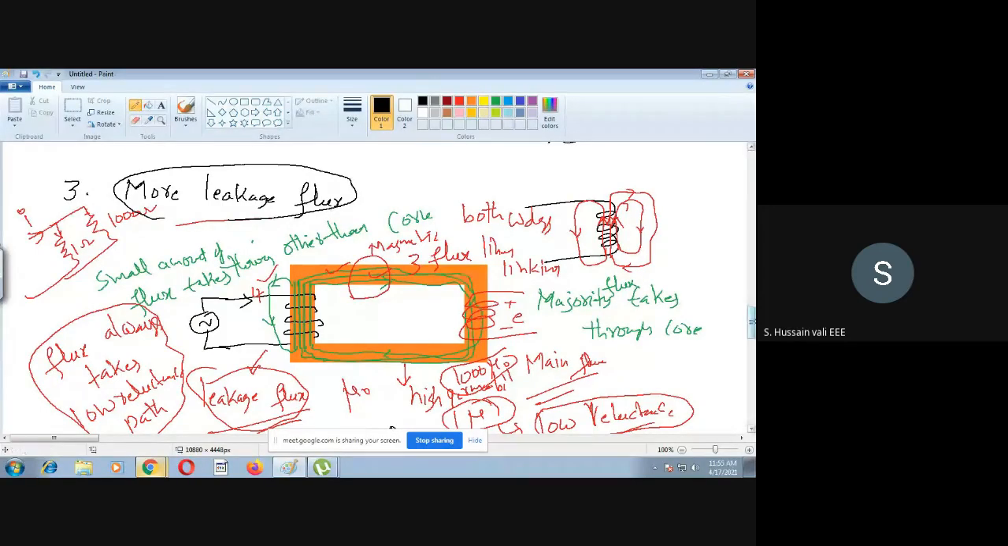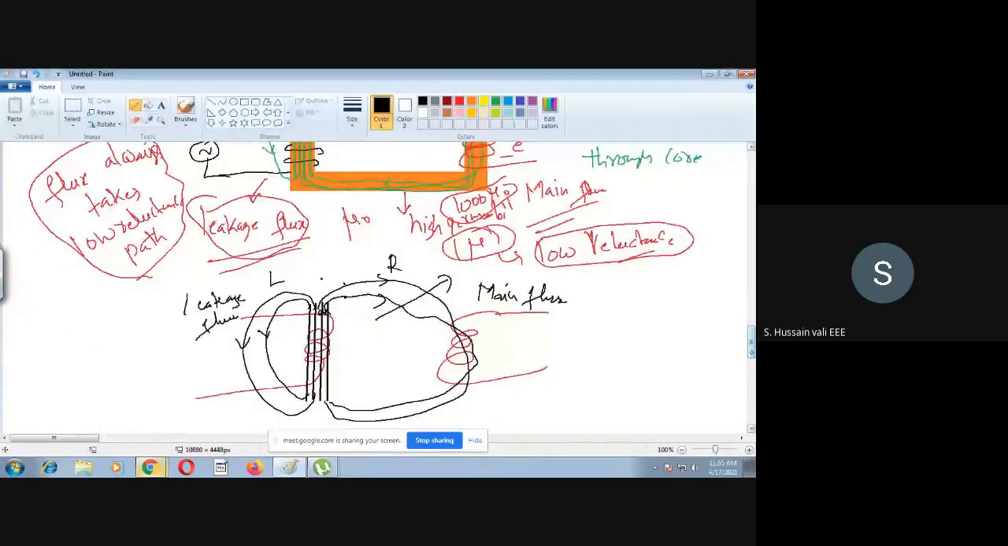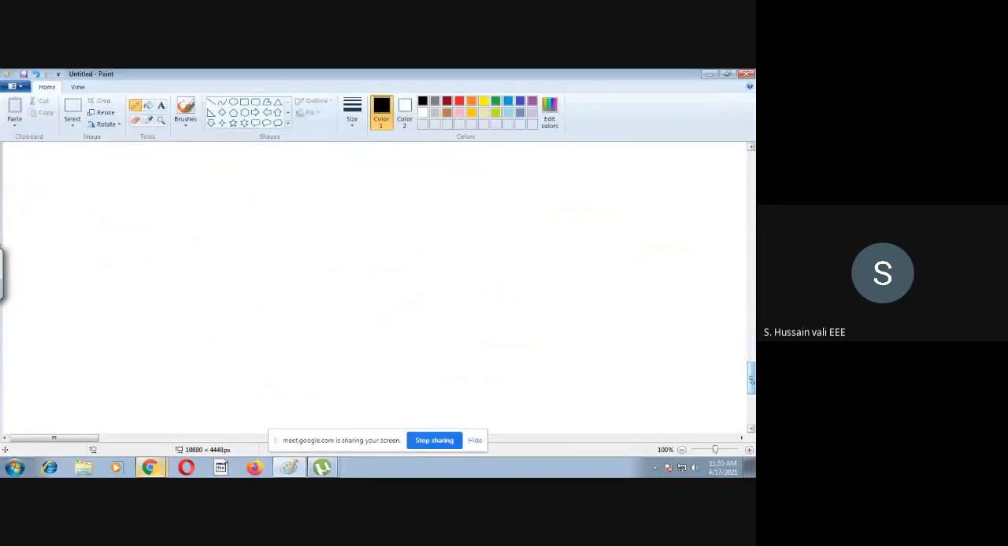We'll just redraw here. I will redraw the BH loop once again.